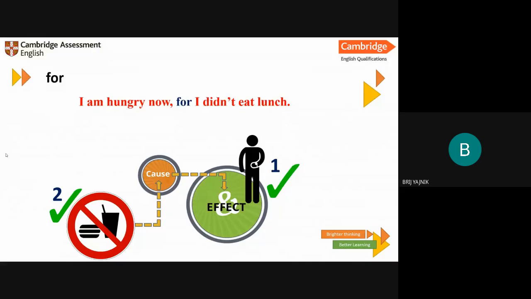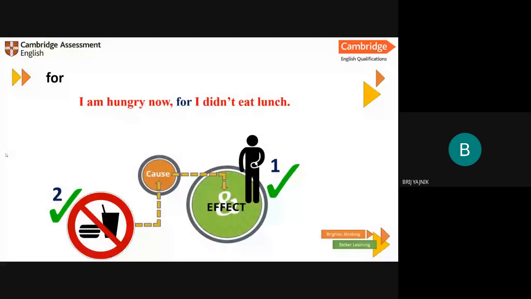That is a different meaning. But for as a conjunction has totally another meaning. Some people think that this is weird, sir. When you speak it in English it feels weird, but it feels weird because its meaning is different. So, I'm hungry now, for I didn't eat lunch.